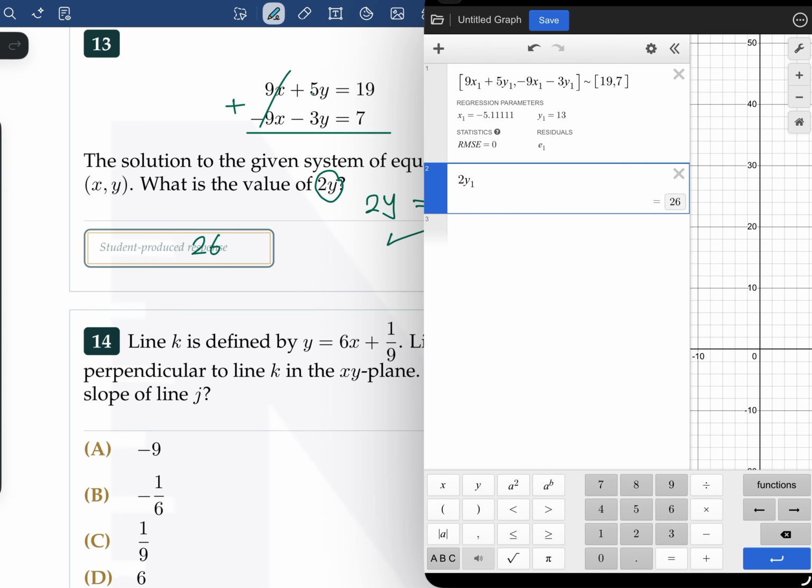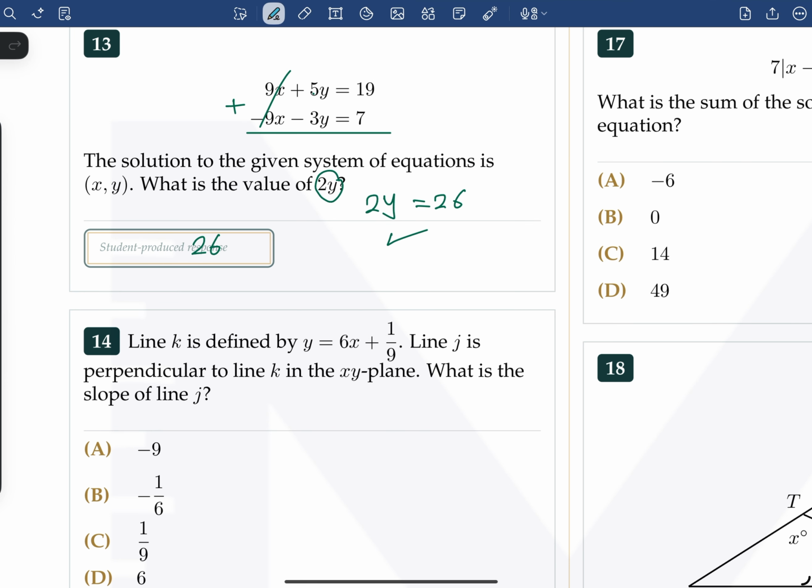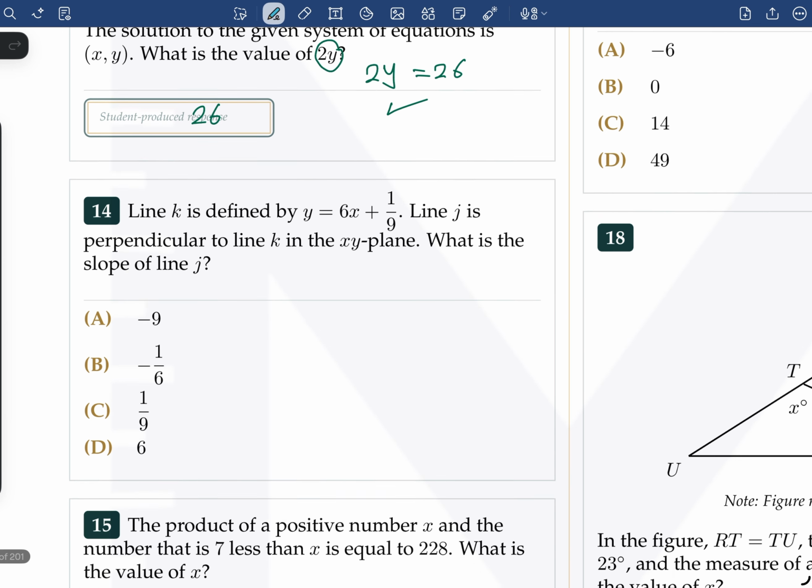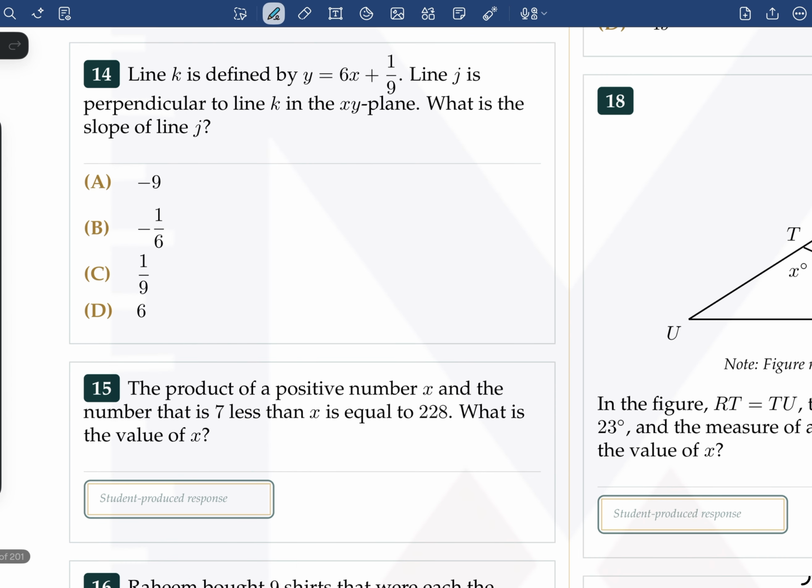Two methods to use in Desmos, and also another method, which is the algebraic solution. In this kind of question, it's much easier to answer manually. Question 14. Line K is defined by this. Line J is perpendicular to the line K in the xy plane. What is the slope of line J?